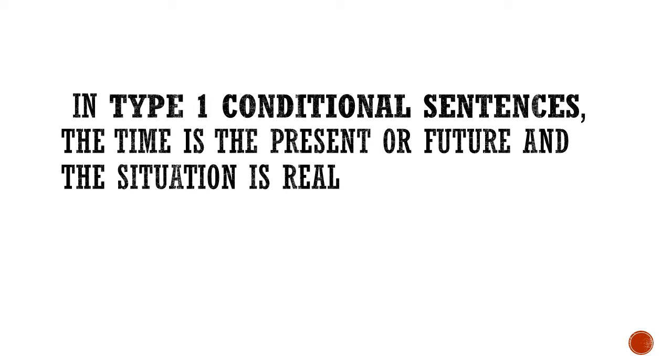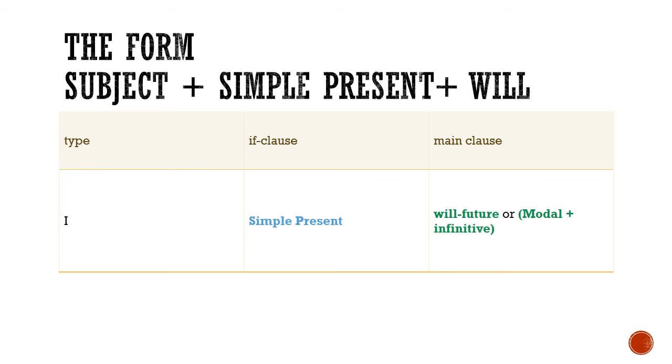Now, in type 1 conditional sentences, the time is the present or the future and the situation is real. So you can't use the type 1 conditional to talk about the past. It is used only to talk about the present, which is the main time, or the future, to describe something in the future, and the situation must always be real. So you can't describe something imaginary.